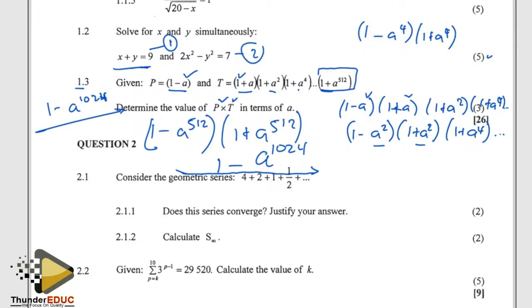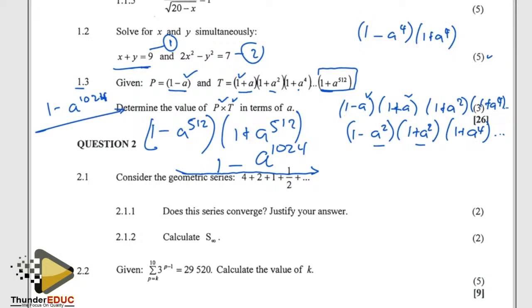So guys, those are 26 marks. We move on to question number 2. Number 2, 2.1, consider the geometric series. Okay, we have 4 plus 2 plus 1 plus a half, and so on and so forth. Does this series converge? Just for your answer.